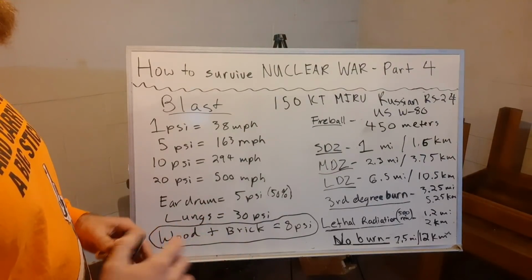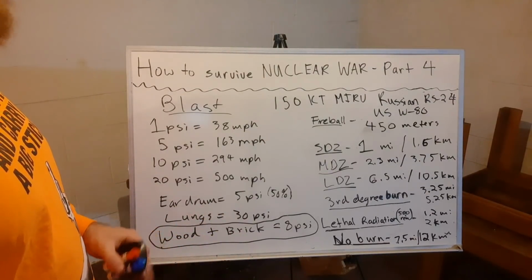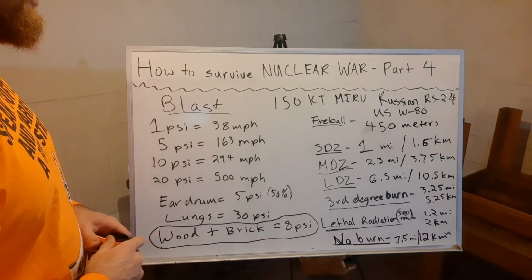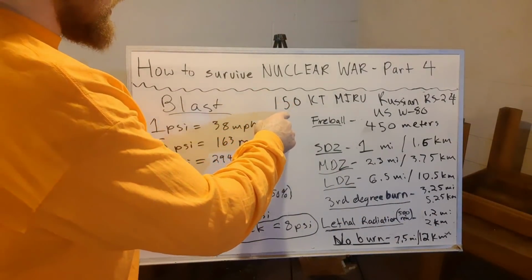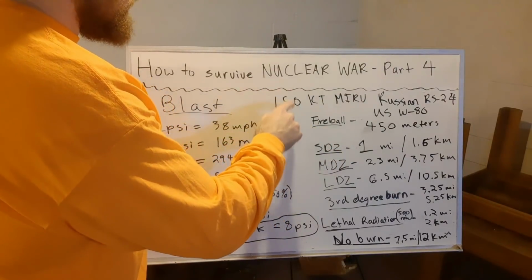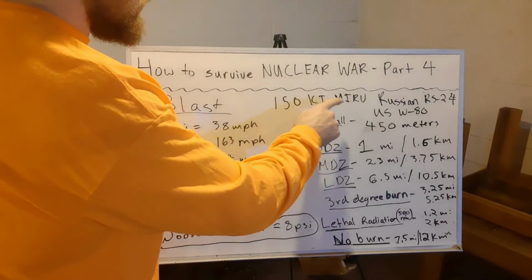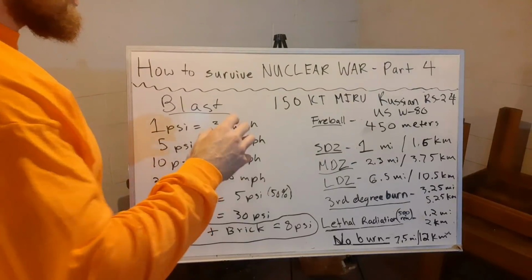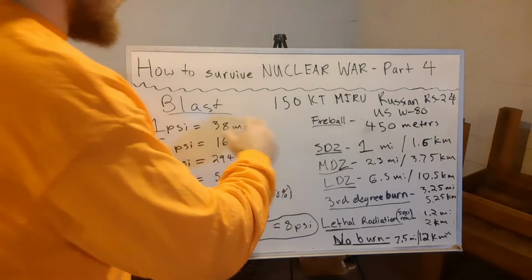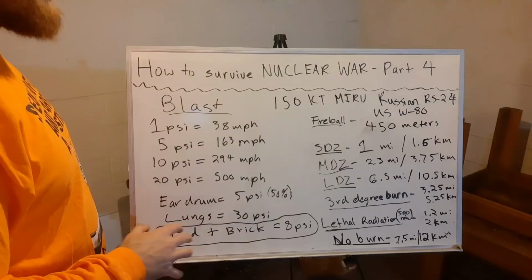You have those ICBM fields, they're about 50 miles across, and they're scattered. They're not all in one small area. So the Russians would have to hit every single one of those silos with one of these 150 kiloton MIRVs, okay? So if, let's say, you have outside of Minot in North Dakota, you may have, let's say, 500 silos.